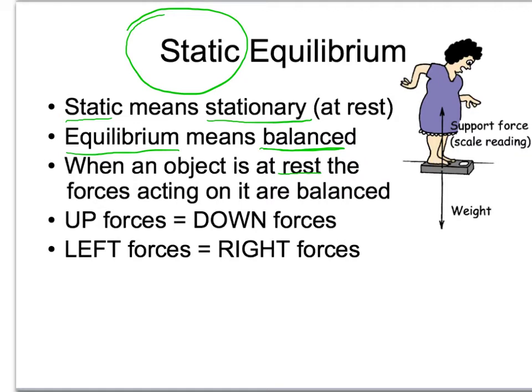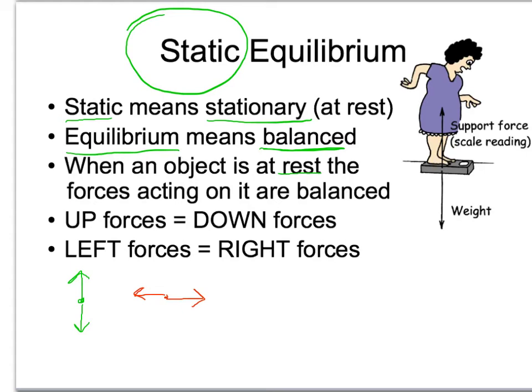All that means is all the up forces equal the down forces, and the left forces equal the right forces. So that is to say, the total forces in y add to give you 0. So if we added those two vectors I just drew together, they would give me 0. And the total forces in x are 0. If I add those together, I get 0.